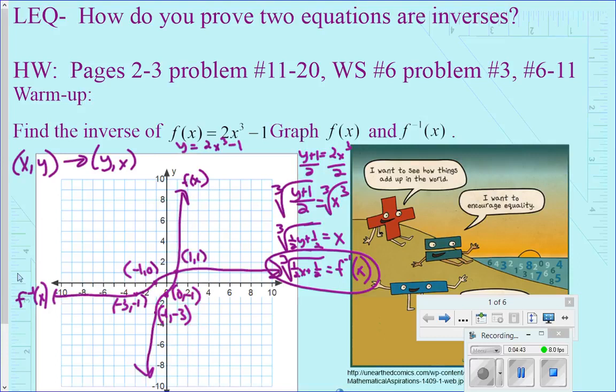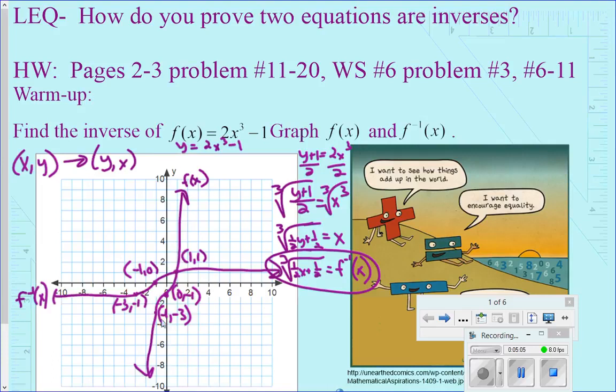So in the future, when you have a problem like this one, I would suggest doing the problem in a little bit different of an order. I would not suggest that you get the inverse equation and then use that equation to get the inverse graph, because what if you make a mistake on your inverse equation? Well, then your inverse equation and your inverse graph are both wrong.